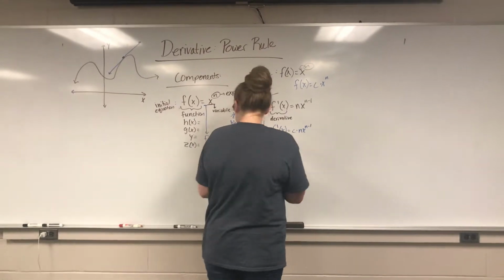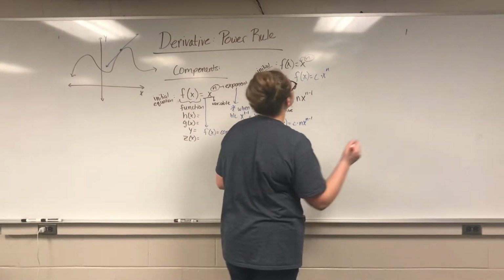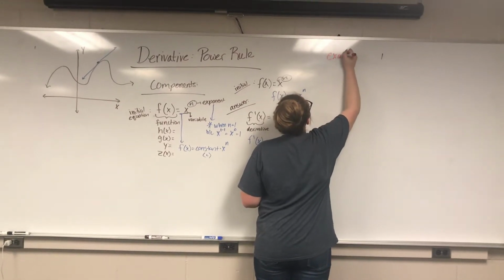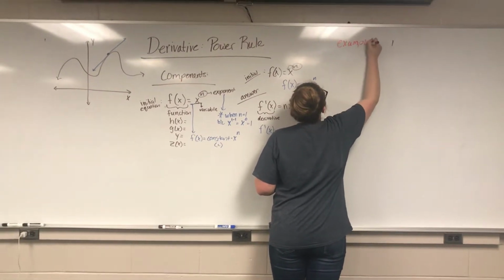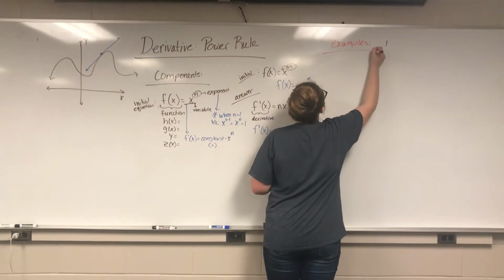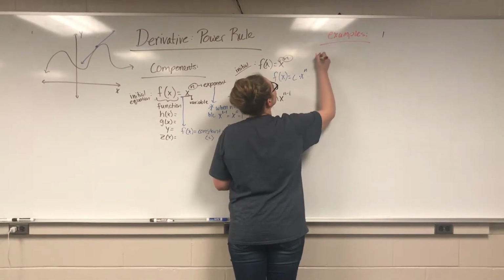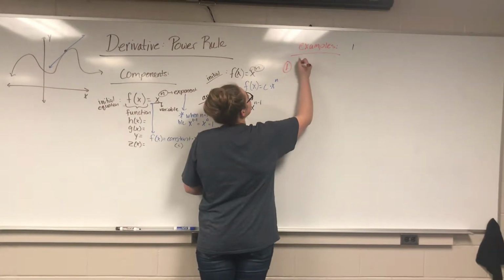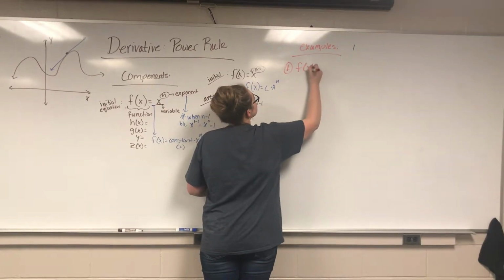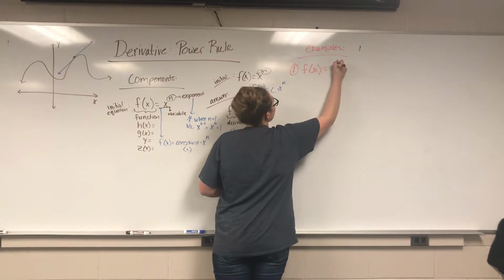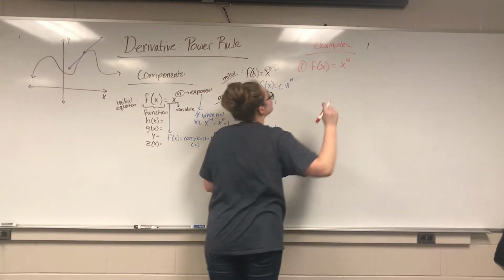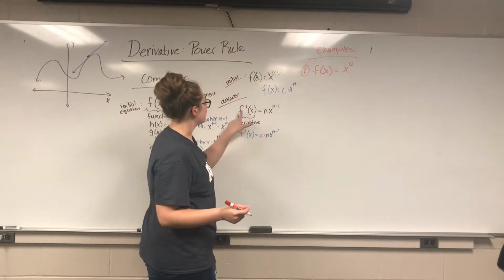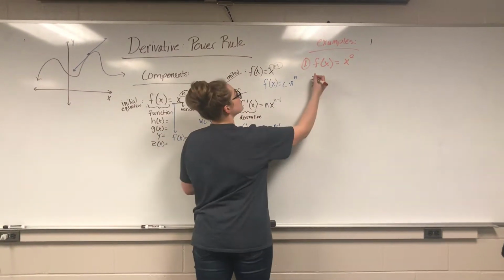Now let's do a few examples. Okay. We're going to start off very simple. F of x equals x squared. We're going to start with our notation. F of x turns into f prime of x.